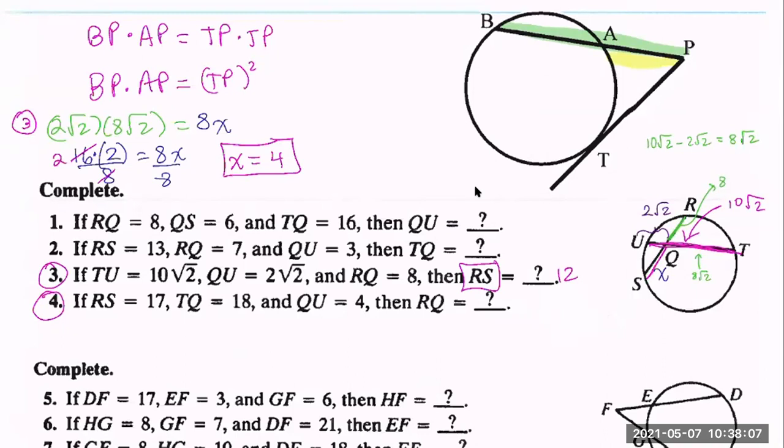So for number 4, I'm going to erase my image so that I can clean it off for you guys and then label stuff for you. So RS is the whole segment here. So be careful, you guys, if they give you the whole segment, you know that you need the pieces. So RS is 17, TQ is 18, and I'll zoom in on the diagram. TQ is 18, and then QU is 4. They're asking for what RQ is equal to, so we'll label that X.